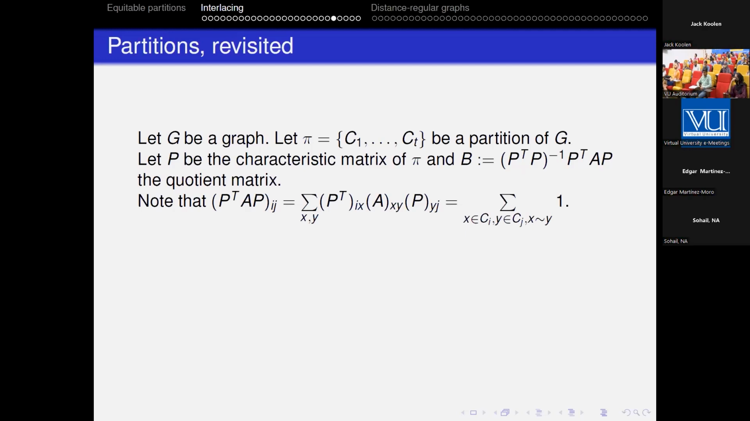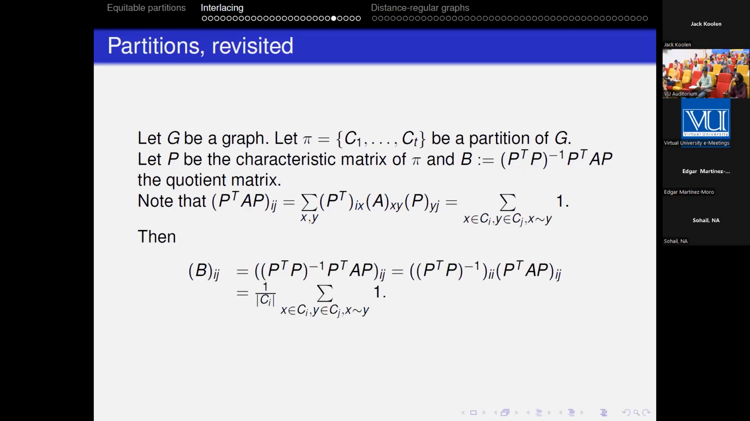Yes, so this is this sum. So this means that we get for Bij the following thing. That is the P transpose AP over the norm of Ci. Yes, that is P transpose P. Yeah, the ith part of P.